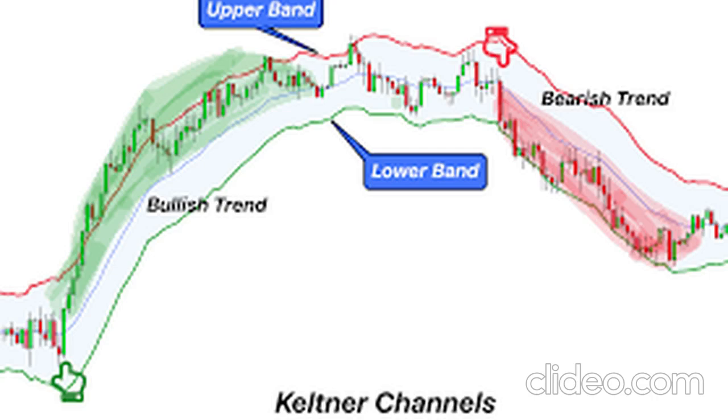How to use it? Trend identification. The slope of the middle line shows the trend. A rising middle line indicates an uptrend, and a falling line indicates a downtrend.